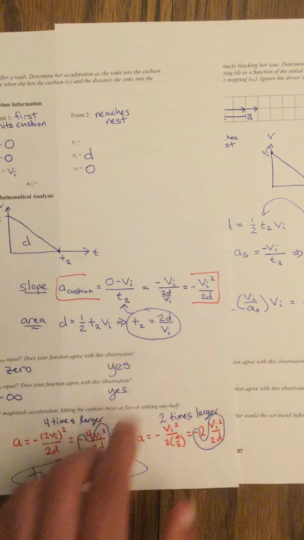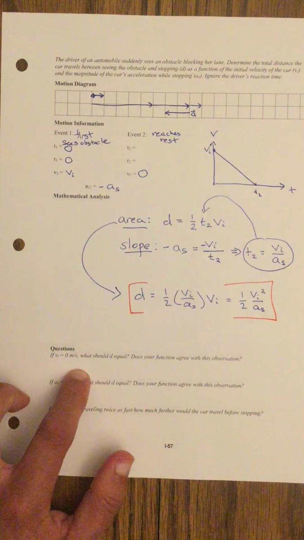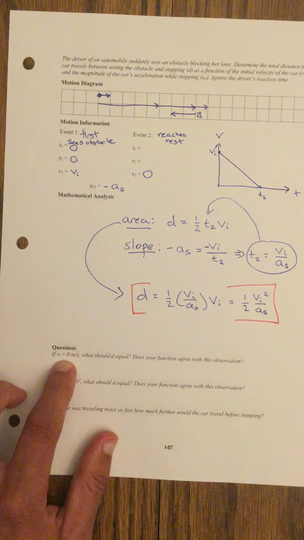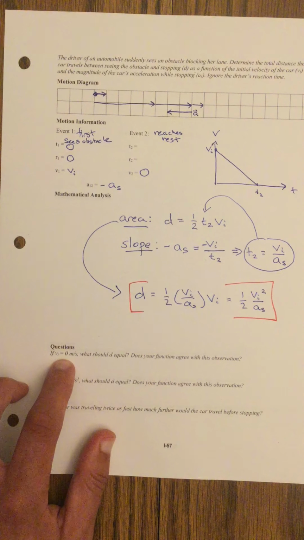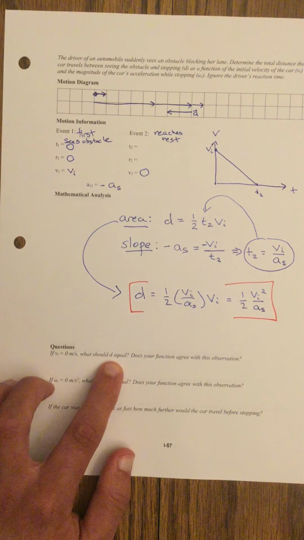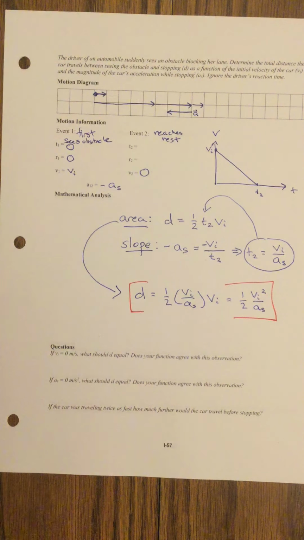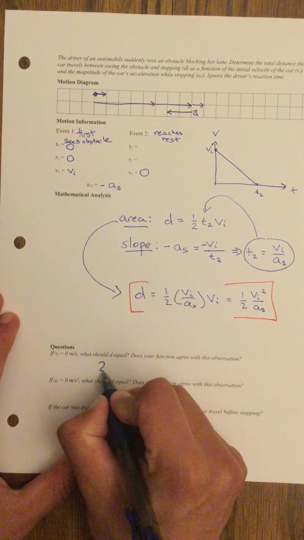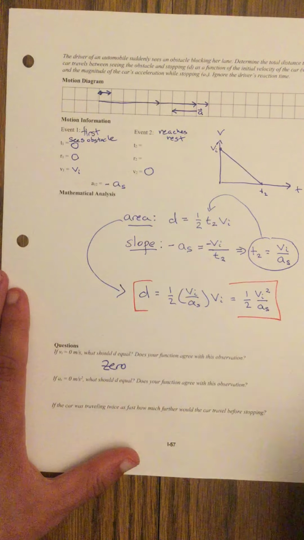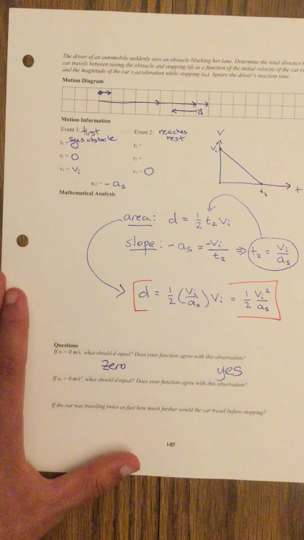Okay, so this is my answer because everything in here I was given in the problem. It appears in my table, so I know it was given in the problem. And now I can go ahead and answer the questions at the bottom of the page. So if the driver sees the obstacle and the driver is already at a velocity of 0, then what should the distance be that it takes the driver to come to rest? That should be 0 because the driver is already at rest. If VI is 0 here, D is 0, so yes, that agrees.